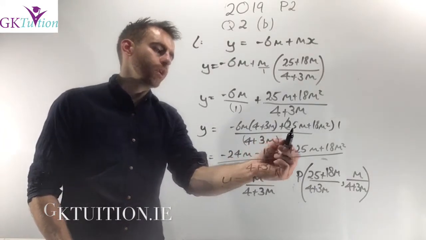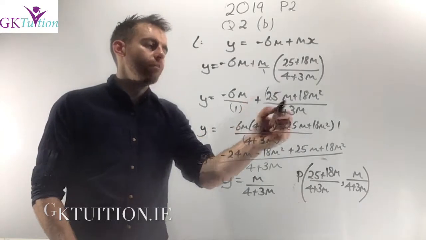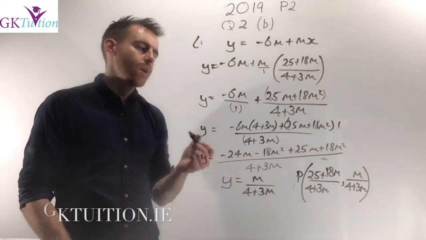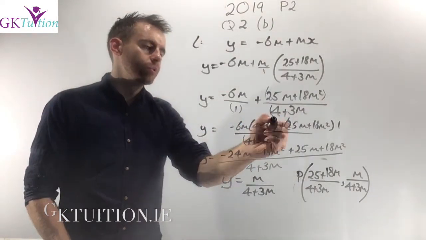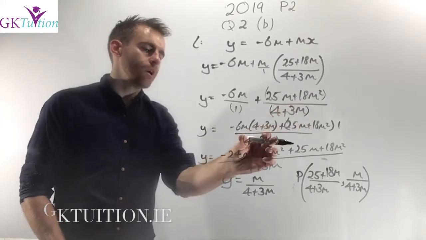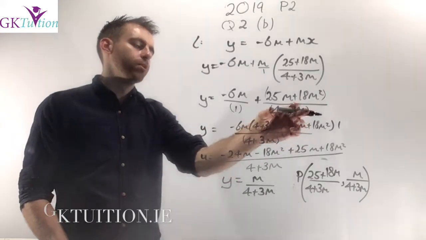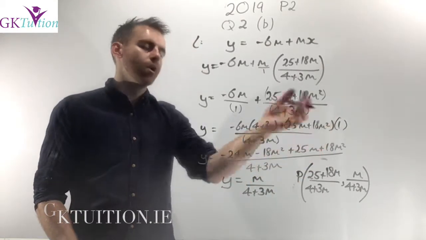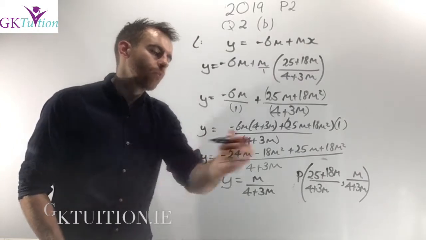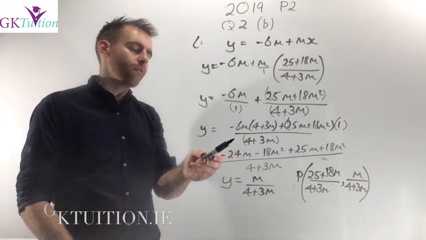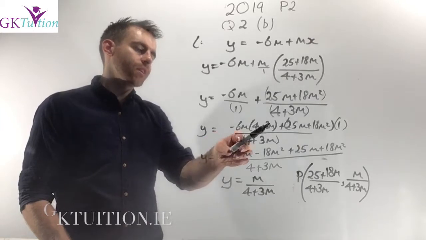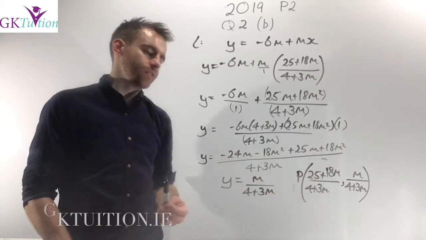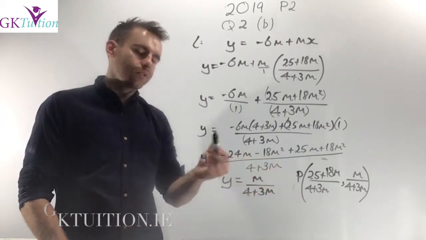Now we continue on, we put in our plus because there's a plus between the fractions, and then we take down what's on top of the second fraction, which was 25m plus 18m squared. And you have to ask yourself, how many times does the bottom of that fraction, 4 plus 3m, divide into the common denominator? 4 plus 3m divides into itself once, so I'm multiplying the 25m plus 18m squared by 1. If I now multiply out my top line, minus 6m by 4 is minus 24m. Minus 6m by plus 3m is minus 18m squared. And then 1 by this just stays the same. And the bottom remains as 4 plus 3m.